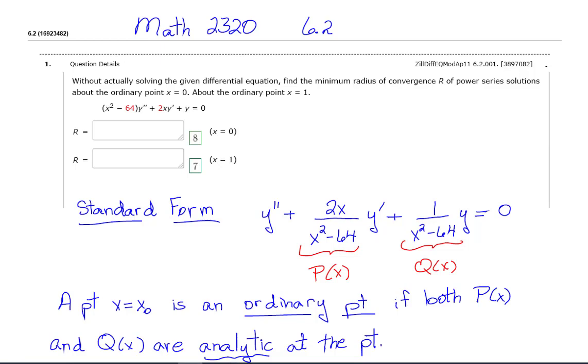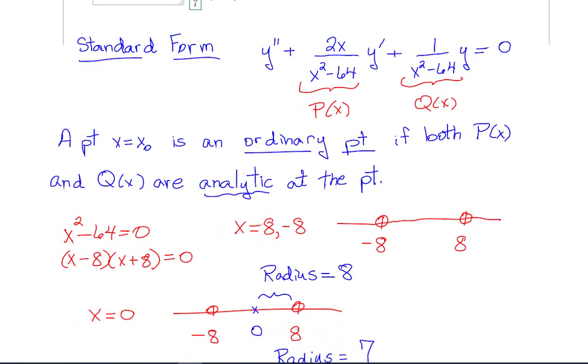So looking here at question 1 now, I see that because of this denominator, it could become undefined at places, so that's factorable into x minus 8, x plus 8. So it has roots of minus 8 and 8. So at x equals 0, which is an ordinary point because these particular items p and q are defined there, they only blow up at minus 8 and 8.